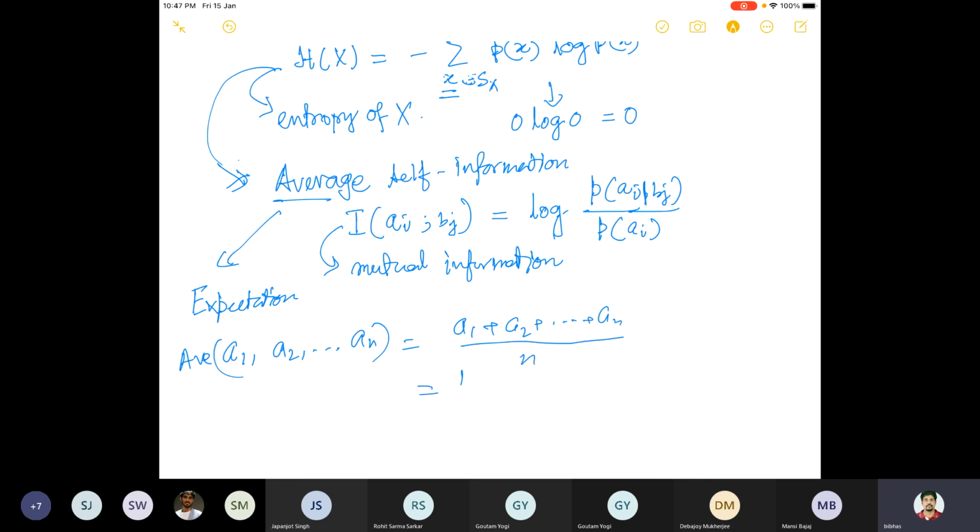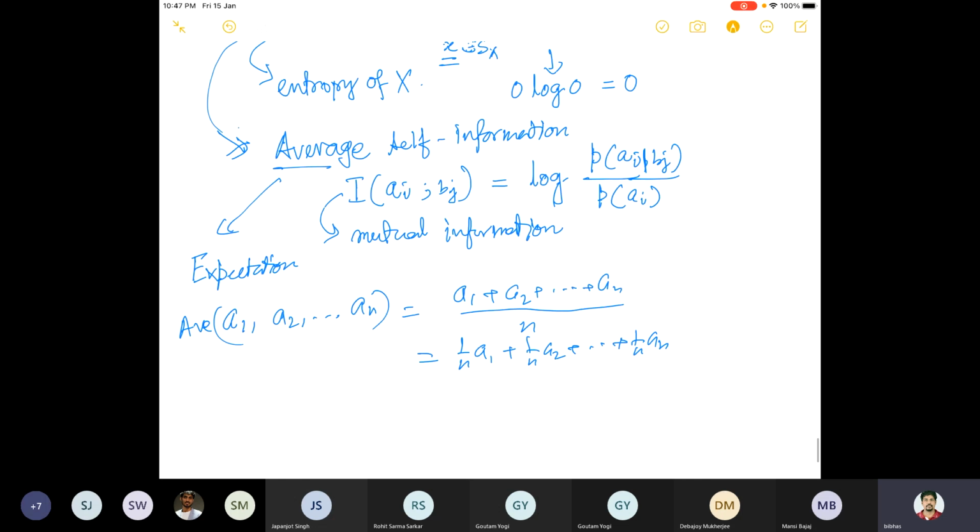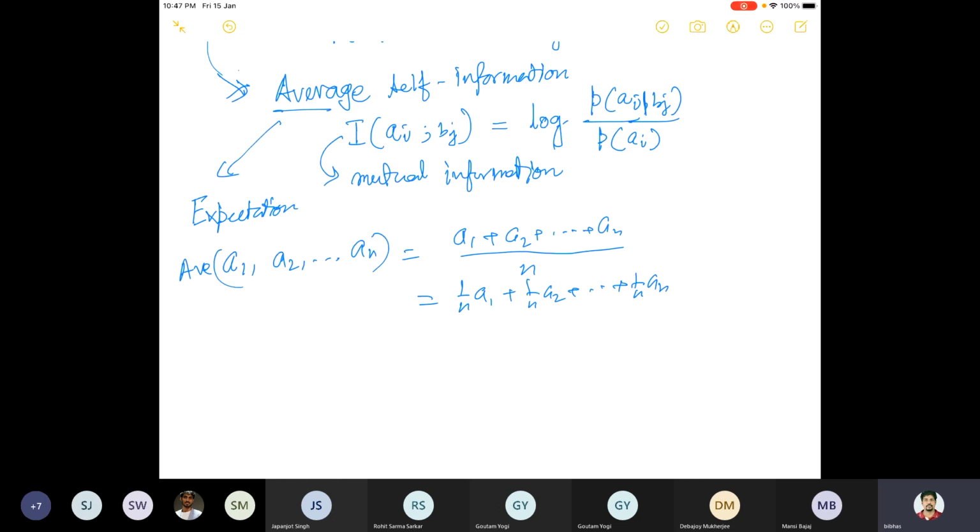So it is essentially 1 by N times A1 plus 1 by N times A2 plus dot dot dot plus 1 by N times AN. Now you can assume that the occurrence of each of these numbers has probability 1 by N. That means if they are all equally likely, then this is P1 A1 plus P2 A2 plus dot dot dot plus Pn An, where Pi is the probability of occurrence of Ai. So now this is called average.